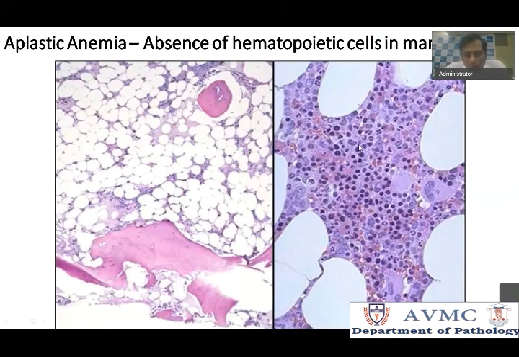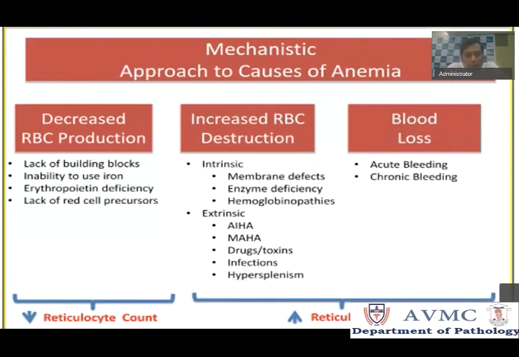So again, this is a normal marrow. You see, this is fat, and these are all normal hematopoietic cells from which the mature cells form and come out. Here you see a patient's marrow, the marrow of a patient with aplastic anemia, predominantly fat, and no hematopoietic cells. Okay, so this is aplastic anemia. So we have completed the first category, that is decreased RBC production. Now we are going to go ahead with the other category, that is increased RBC destruction.